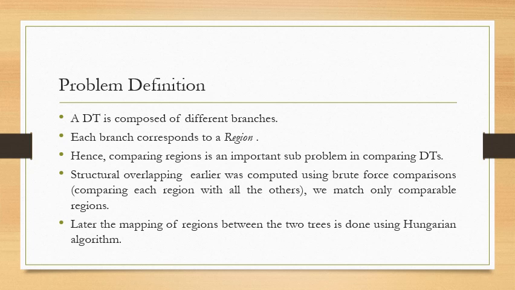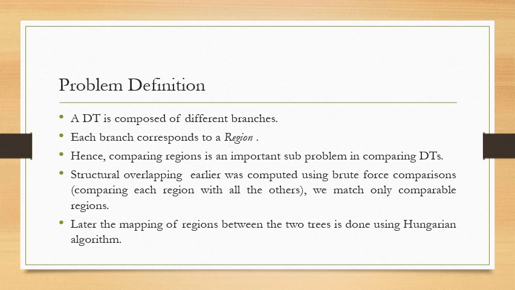Since we know that the decision tree has a lot of branches, each branch in a decision tree is basically considered to be a region, and when we are trying to compare these branches, we say we are comparing the regions. This is nothing but a sub-problem of the actual problem of comparing the decision trees together. So before comparing decision trees, we will have to compare their branches.